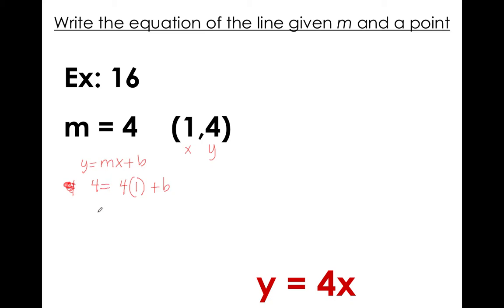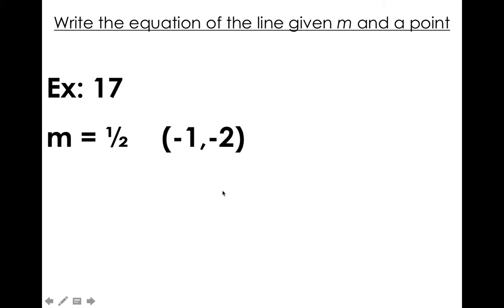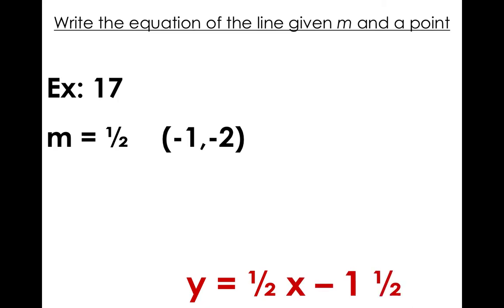Simplify this a little bit, and you end up getting 4 is equal to 4 plus b. Subtract from both sides, and you end up with b is equal to 0. And so therefore, I know that my slope is 4, my y-intercept is 0, and so therefore I end up getting that. Try that example right there. Pause this video if you need to, but your final answer should come out to be that.